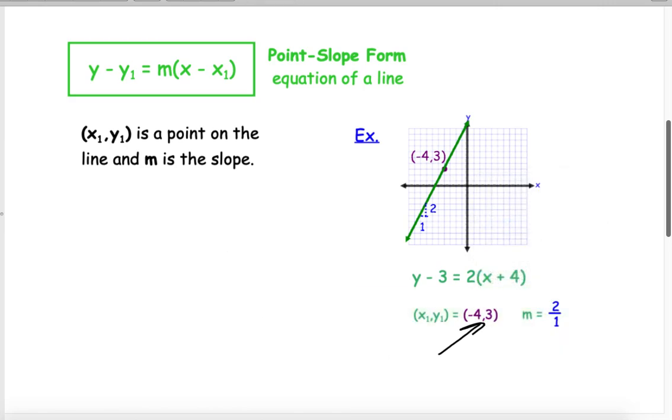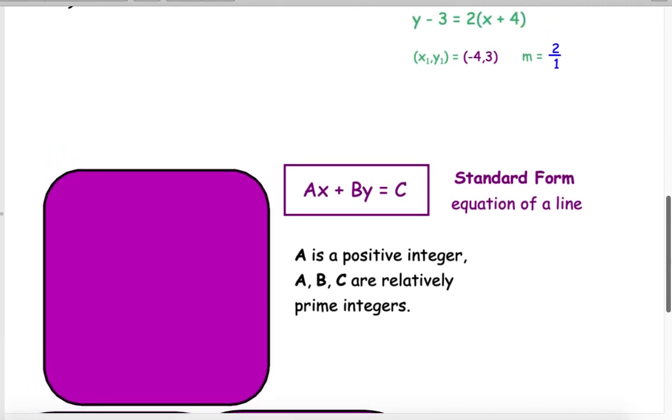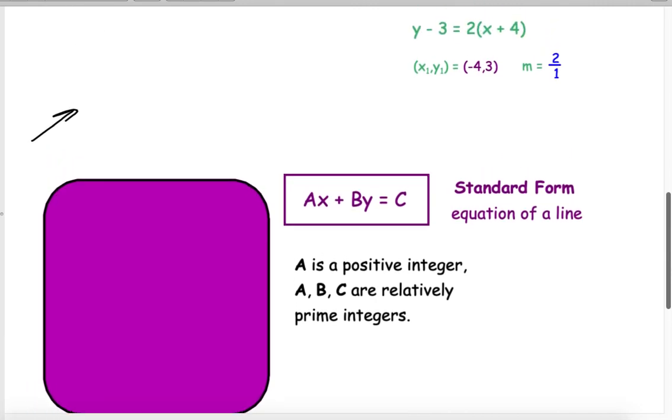the point (-4, 3), you get that from the opposite of this. It's a +4, so the x coordinate is -4. And then -3, the opposite of that is +3. And then your slope is 2, or as a fraction, 2/1. So those are the two most commonly used equations for lines, but we also have two more.